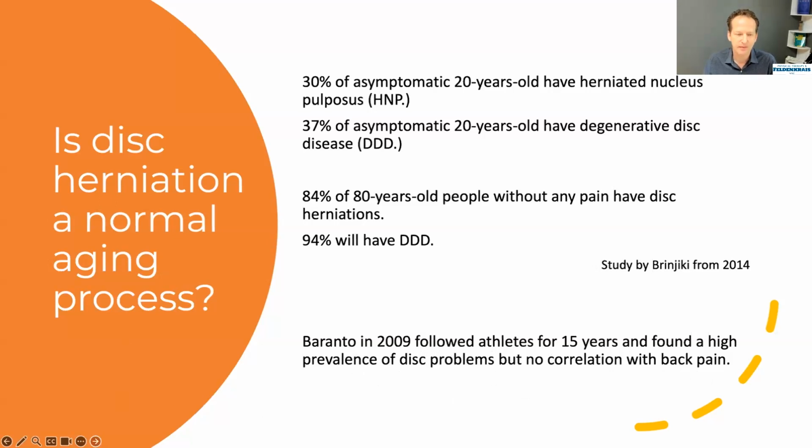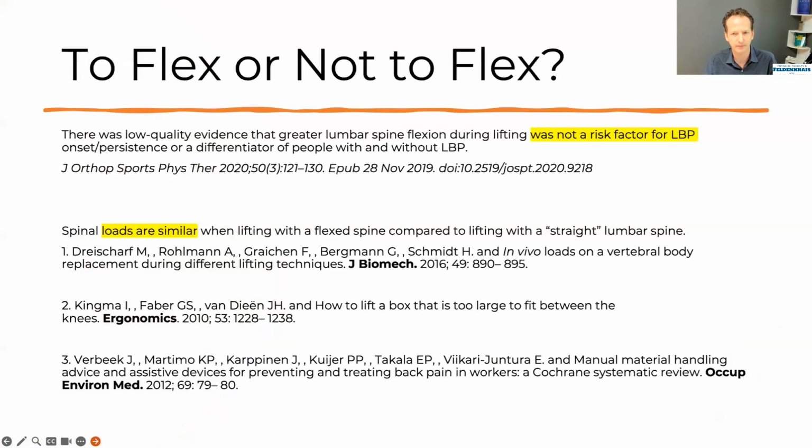So my point of view is that when somebody comes with a positive MRI, I want to find out more. Is it really what brings their pain? Is it really the pain generator, or is it just a coincidental finding? So again, more about that. To flex or not to flex? Should we avoid flexion or not?